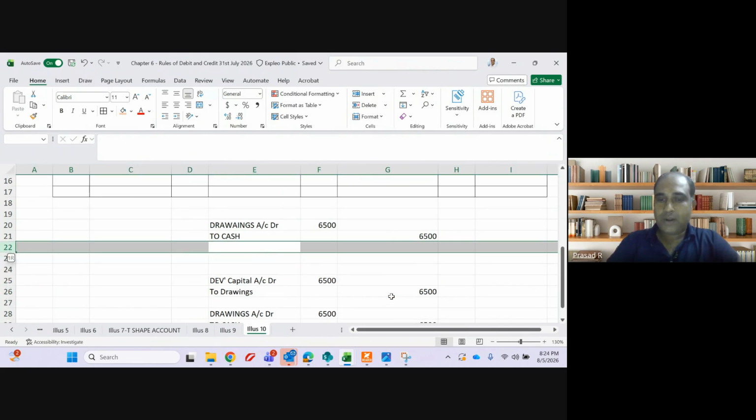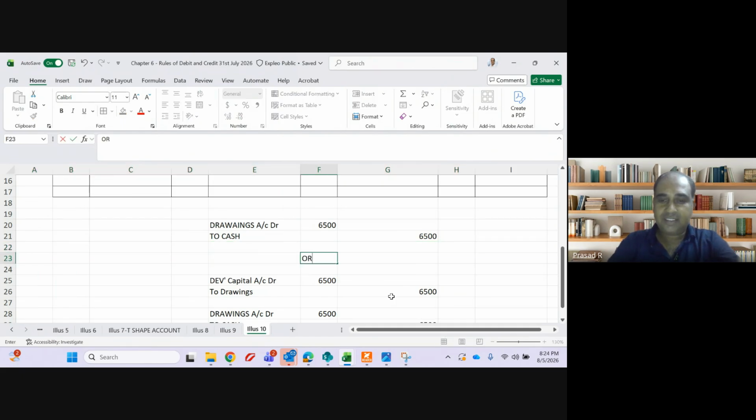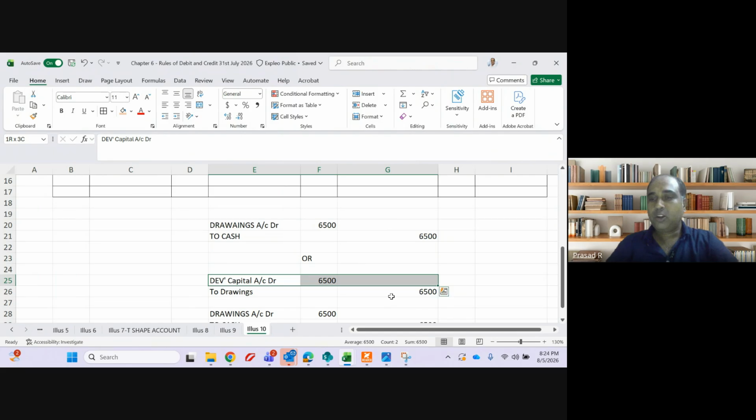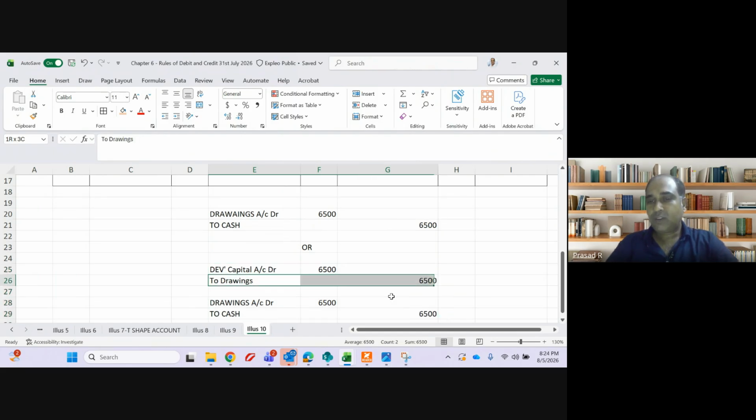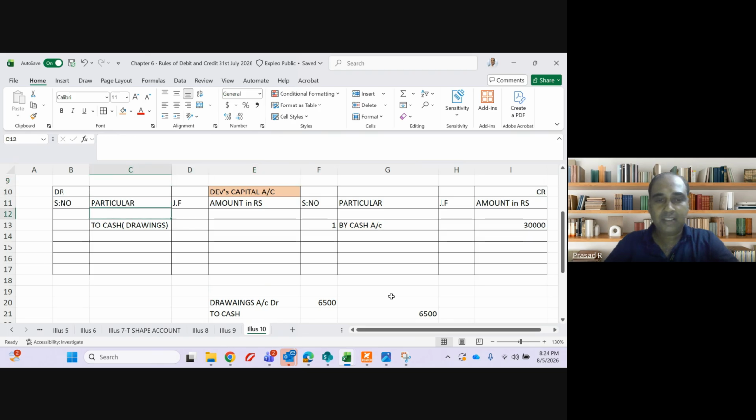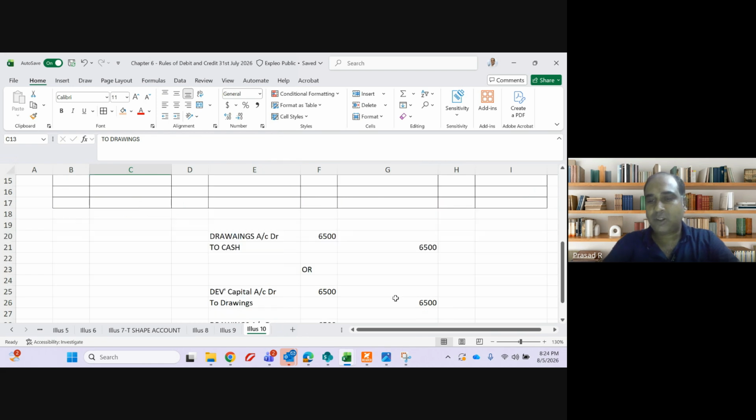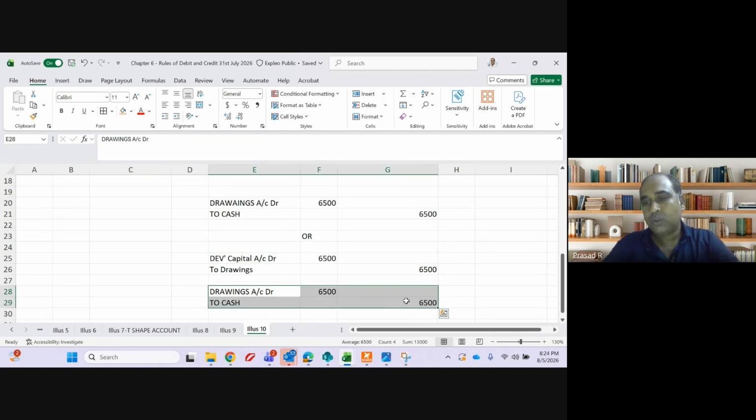Either one method is to put just this entry, or we have to put two entries. First park it to drawings, and then drawings account debit to cash account. In your book, this method is recommended: Dev's capital account debit to drawings. So we'll use this method. When we go to 12th standard, we can use the alternate method also, directly drawings account debit to cash account.